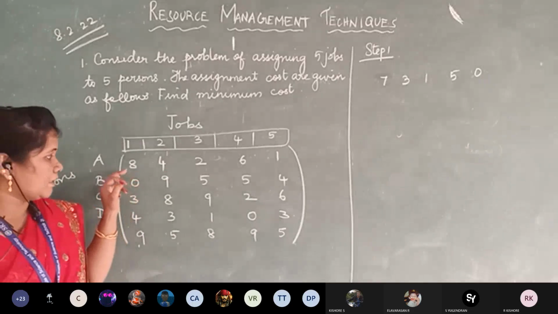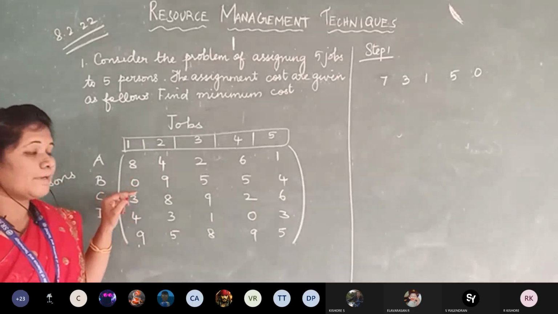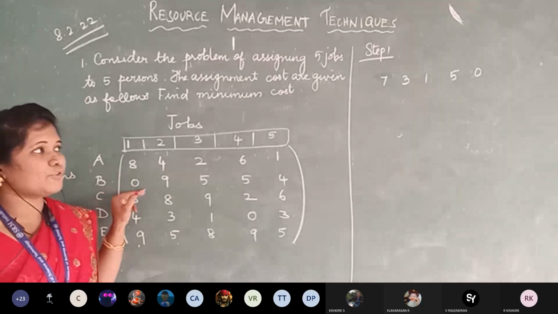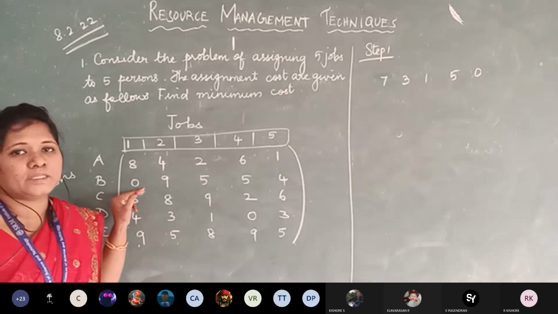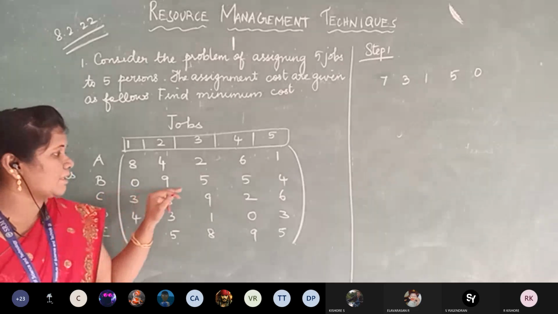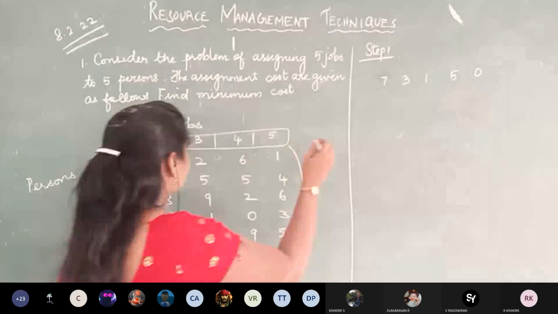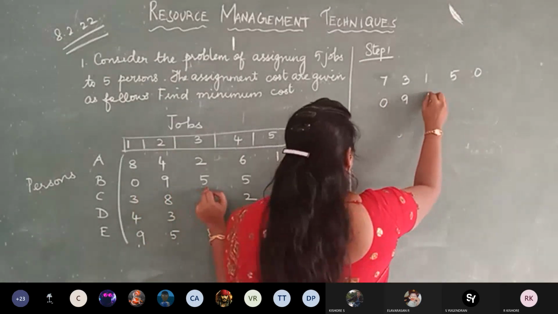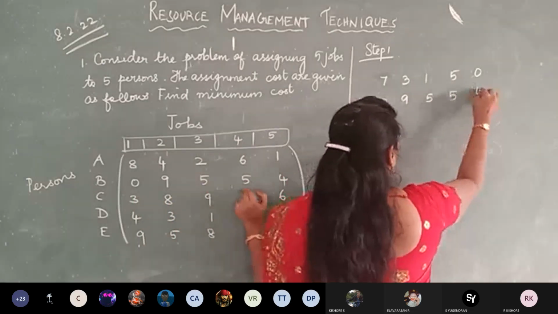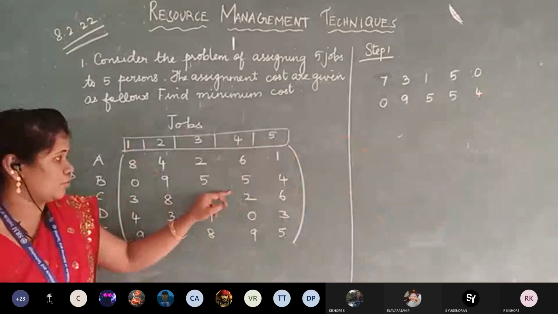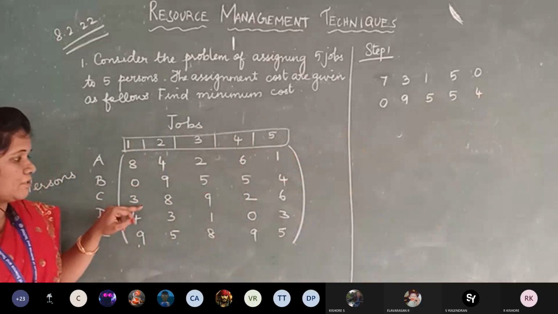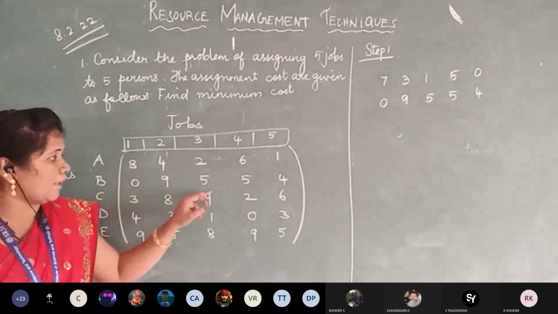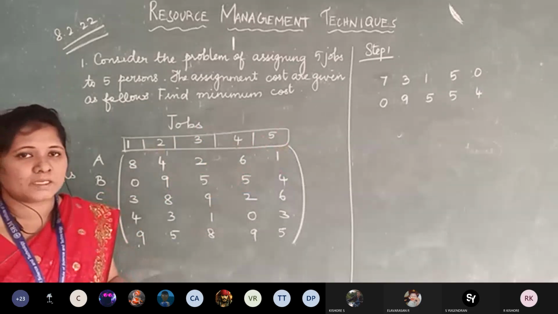Next, go on to the second row. We have already got 0. The main idea of this assignment problem is you have to get 0 in each row and each column. Already there's 0 here, so you will write it just like that, as that is the least value. So 0, 9, 5, 5, and 4. Already we have got 0 in this row, so leave that row and write it just like that without minusing anything.